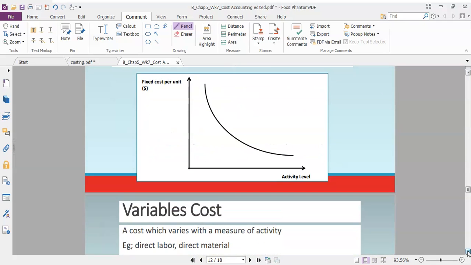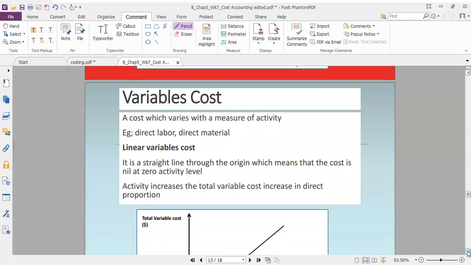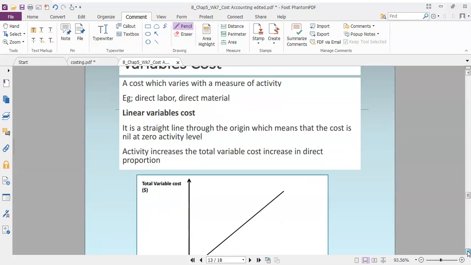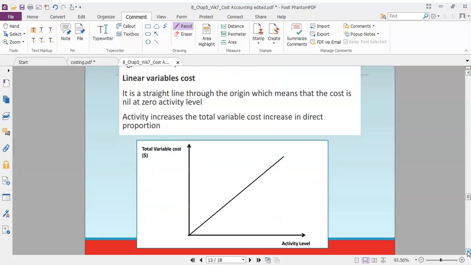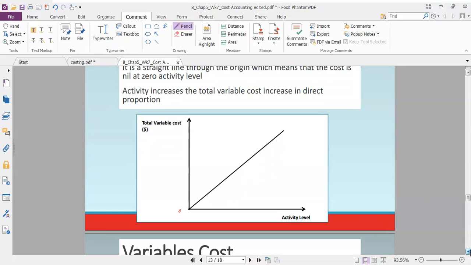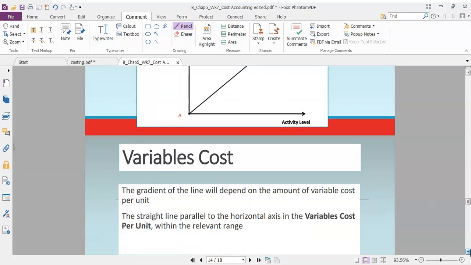Okay, variable cost: cost which varies with a measure of the activity. For example, direct labor, direct material. So the more the activity level, when we want to produce more products, the material will also increase. You can see here the axes are cost and activity, and here it starts from zero, then it goes upward. See? Straight, increasing. Okay, variable cost.